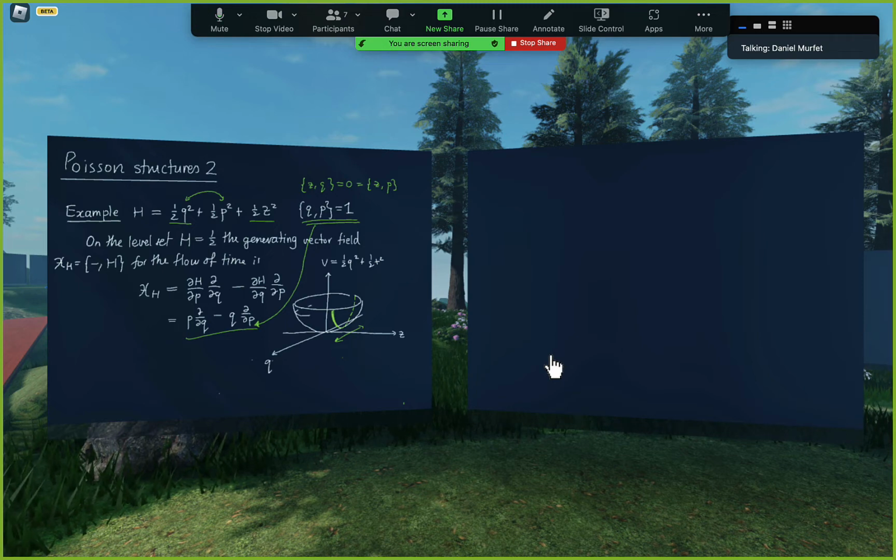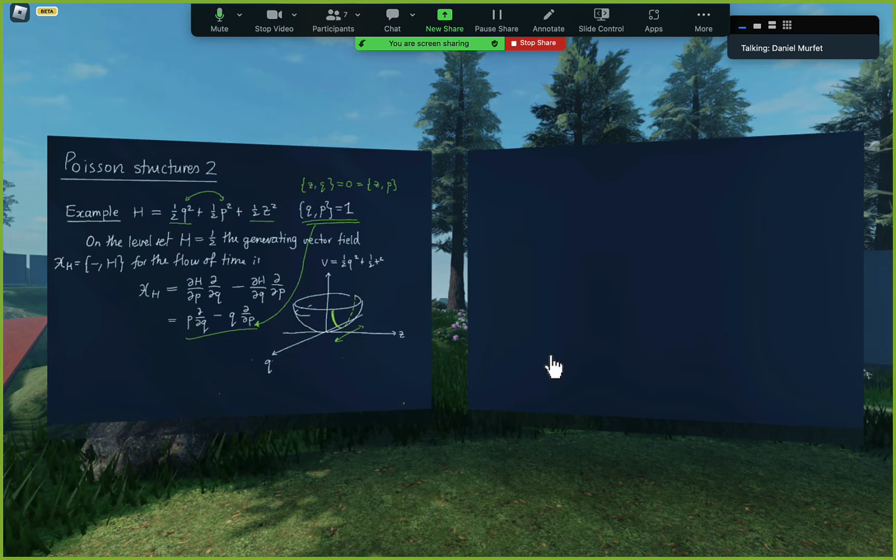Okay, so what I want to illustrate with this picture is the connection between these ingredients, right? The Hamiltonian, the fact that the Poisson structure couples q to p. What that means, how that translates to dynamics is the way it appears in the vector field which governs the integral curves.